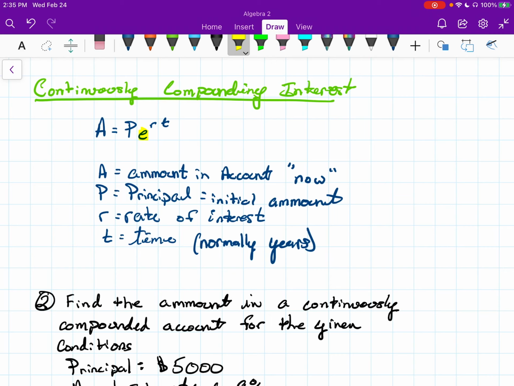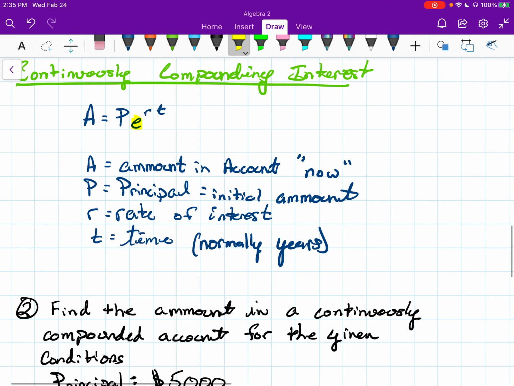And if this is your first time seeing e, you can expect to see it for the rest of your math career. It's just one of those numbers that pops up in different places. A is the amount in the account, quote unquote now, just like before. P is the principal, or the initial amount. r is the rate of interest, and t is the time, normally measured in years.